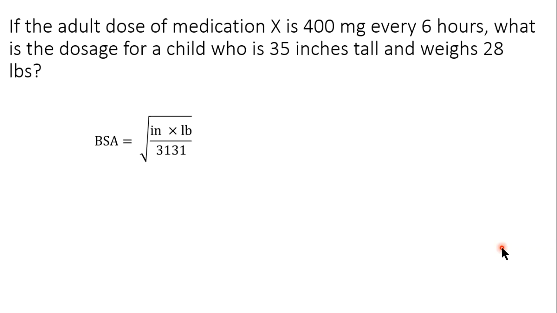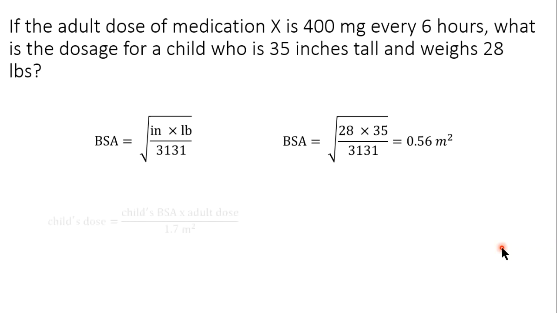To find the dosage, we need the BSA of the child. BSA stands for body surface area. And you need inches and pounds. So it's the square root of inches times pounds divided by 3131. So we are already given the height and the weight in the units we want. So we just plug in the numbers. So the BSA equals the square root of 28 times 35 divided by 3131, which gives us 0.56 meters squared.